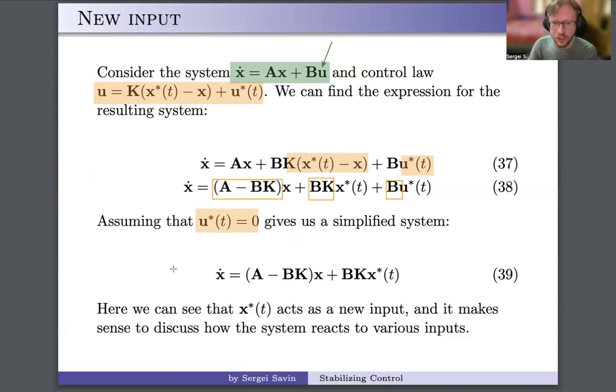Okay, but let's just assume it is 0. What we have is a new state matrix, but also a new input. This is the new B matrix, and this is your new input. So in a way, you can think of applying control as changing not only the state matrix, but also the input. Now, in some sense, your reference is your new input.